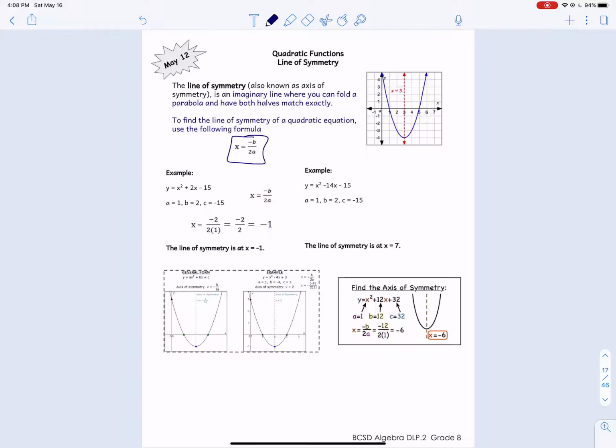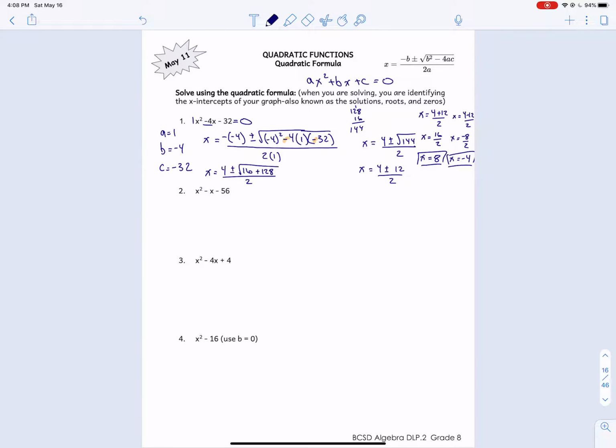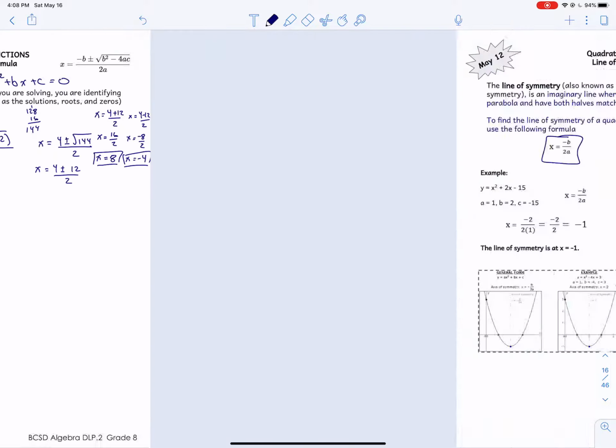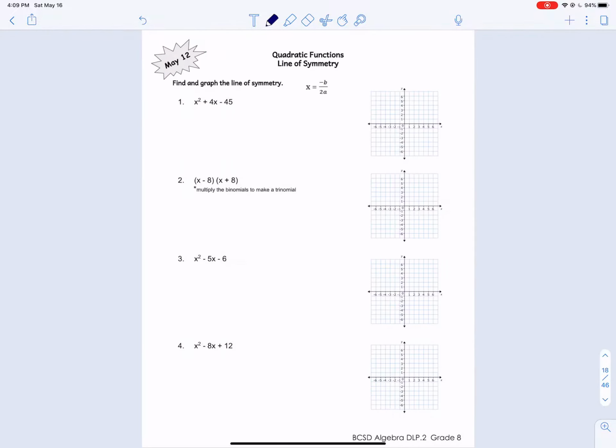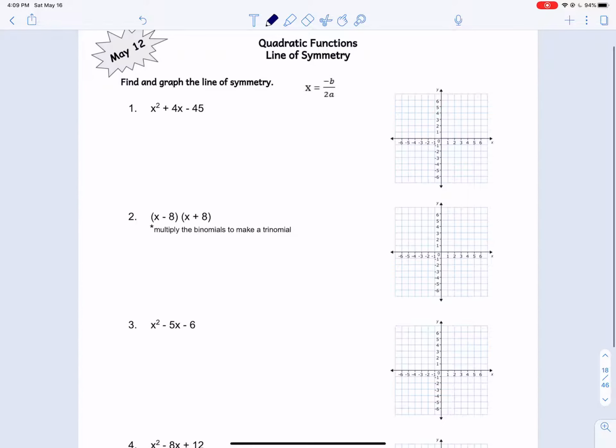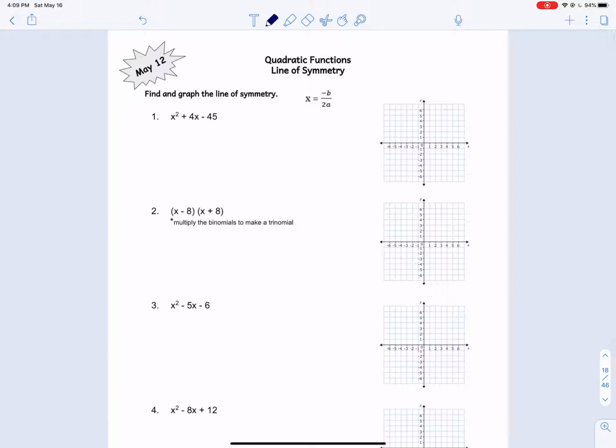So that b and the a, that's the same as what we used over here for the quadratic formula. So the coefficients of those terms. And again, it's just substituting and then simplifying. All right. So we have a parabola. Number 2, it just says to multiply these together.